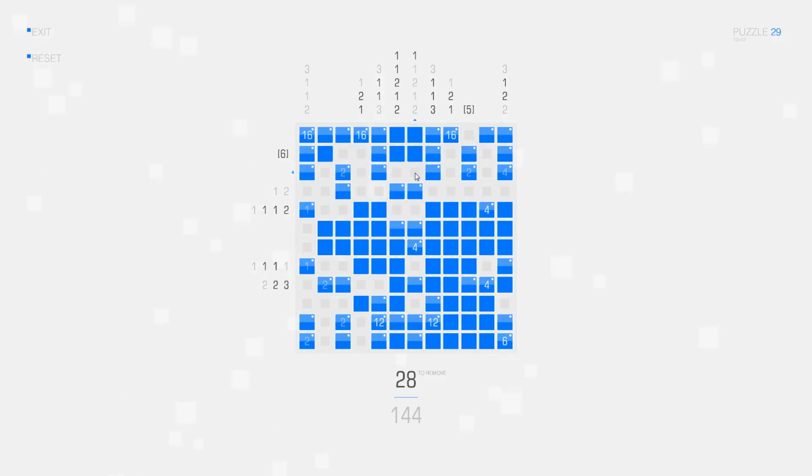I can delete these. So now let's count the squares that I have marked already again. 1, 2, 3, 4, 5, 6, 7, 8, 9. I have potentially 2 more squares available here.